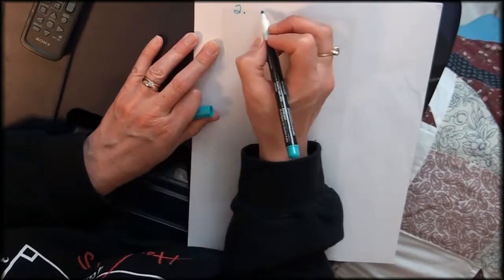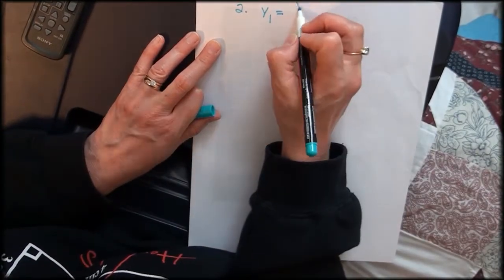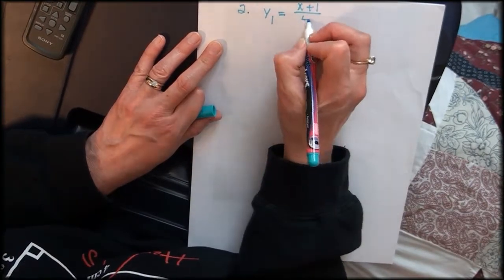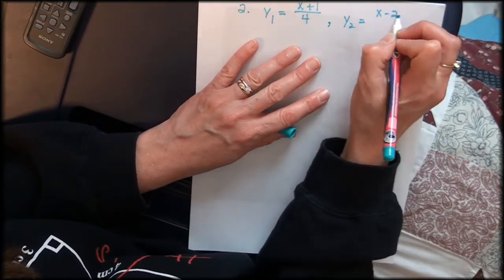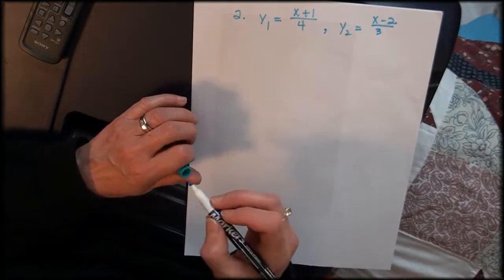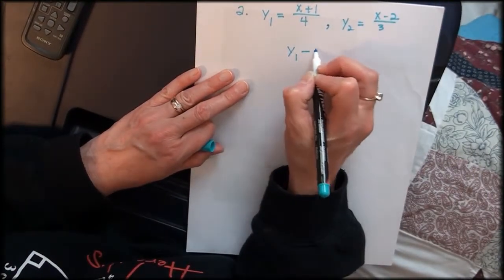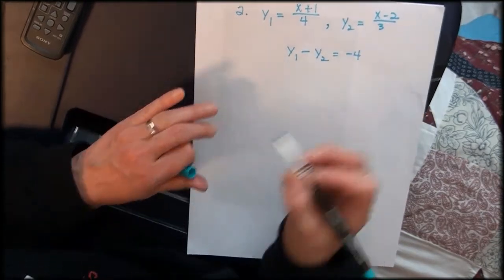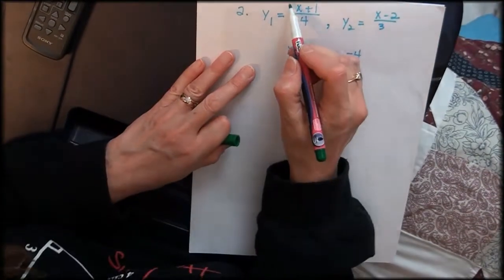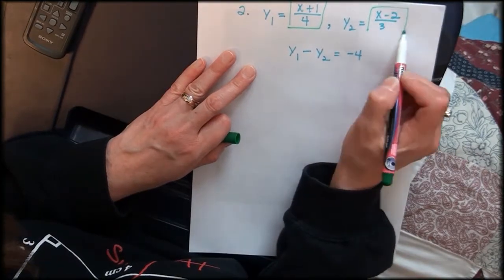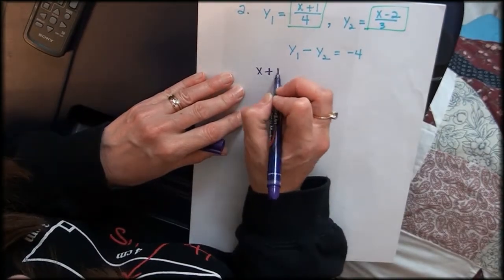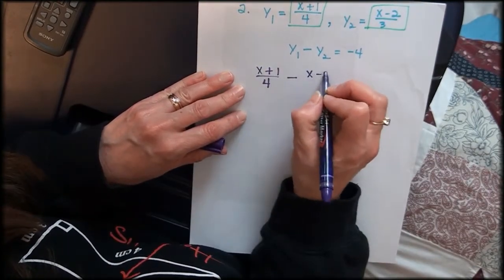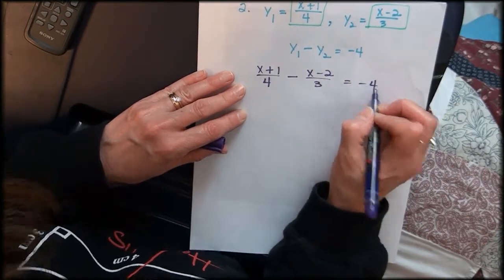Now let's try one more. Let's say this time my y sub 1, remember don't let that mess you up, that just simply means the first y, is going to equal (x plus 1) over 4. And let's say that the second y is going to be (x minus 2) over 3. And let's say that the condition we want to satisfy is that y sub 1 minus y sub 2 is going to equal negative 4. Well, now remember what that means is I'm taking this and I'm subtracting this. And when I do that subtraction, I need to come up with a negative 4. So I'm going to take my first term, subtract my second term, and that's going to equal a negative 4.